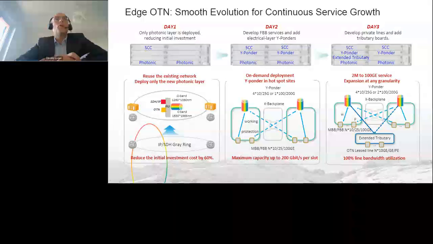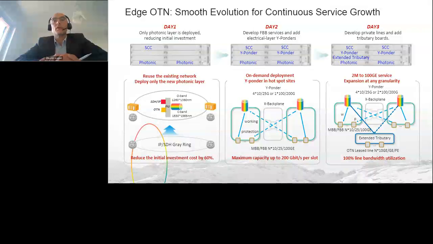Here is an example on how to deploy and how to provide the smooth evolution for the service growth with Edge OTN. So you have, as I was mentioning, IP or SDH gray rings transmitting over O-band, which is the first window utilized in the optical transmission, and in general gray light. So we can add a photonic layer through the Edge OTN, and then at the second step, adding muxponders for 100 gigabit or 200 gigabit wavelengths.